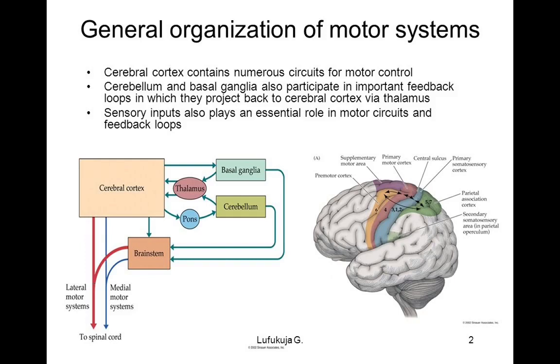Fine skill movements. Clear? Be it eating, drinking, singing, speaking, writing or painting or whatever, that will be executed by the lateral motor system. But sitting, standing, kneeling, assuming a particular posture would be executed by the medial motor system. Okay, clear?